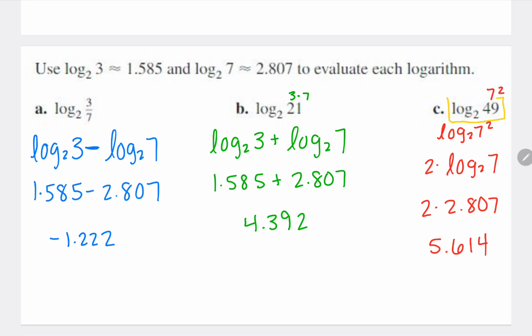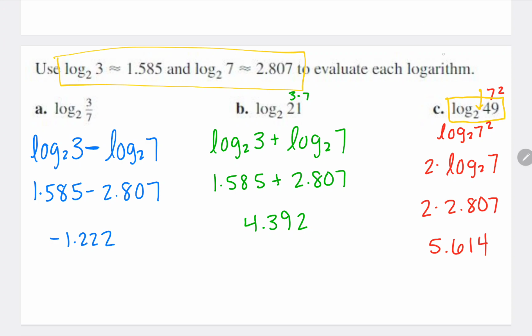And the reason this is useful to us is I can't just type into my calculator log base 2 of 49. There's a common log on your calculator and there's a natural log button on your calculator, but there is not a button with a base of 2. And so I needed to use this information that was given in order to calculate log base 2 of 49.